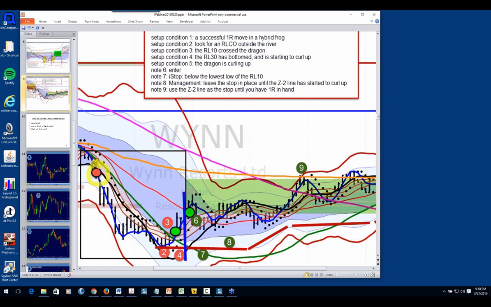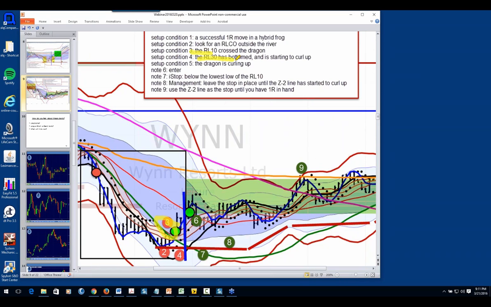That's where I get short all the time. When the RL10 crosses the dragon on the upside, that's where I cover all the time. That's a 2R trade. Lather, rinse, repeat. RLXD. That's a freebie. So, number 3, the RL10 crossed the dragon. It did.